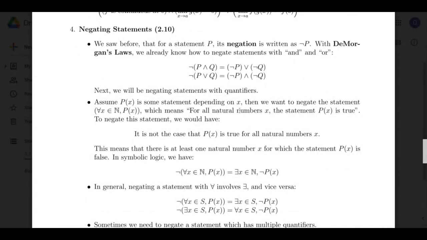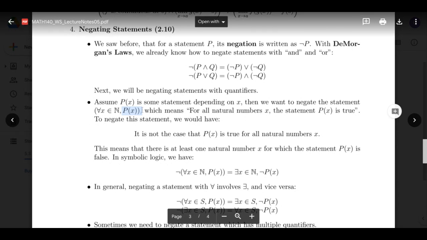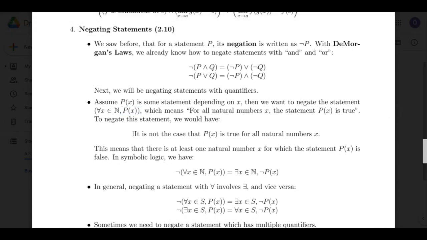Assume P of x is some statement dependent on x, which is an open sentence. Then we want to negate the statement: for all x in the natural number set, the statement P of x. For every natural number x, the statement P of x is true. To negate this, we negate the whole thing. So it's not the case that P of x is true for all natural numbers x. This means that there is at least one natural number x for which the statement is false.